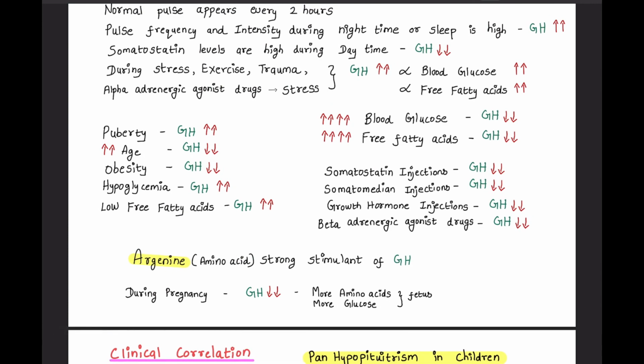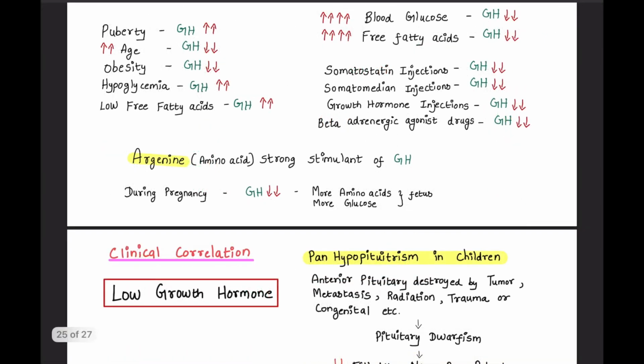Then arginine is an amino acid. It is also a strong stimulant of growth hormone. And know that during pregnancy your growth hormone levels are decreased or lower. It is because the fetus inside the mother needs more amino acids, that is more proteins, and more glucose.